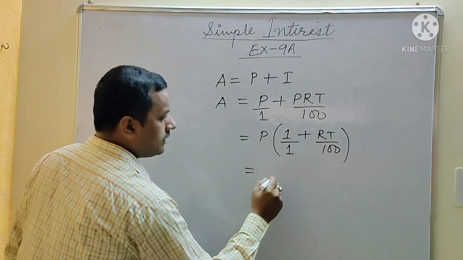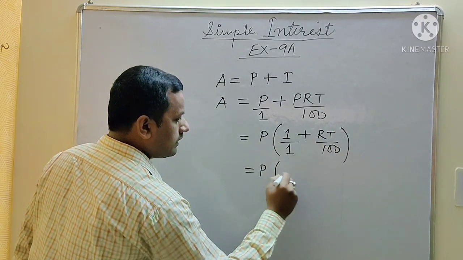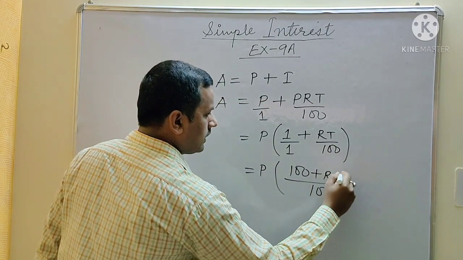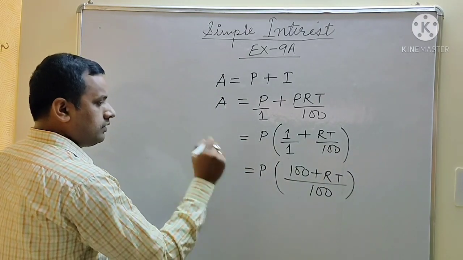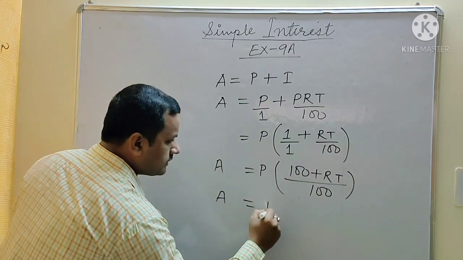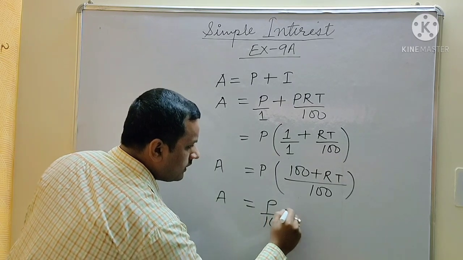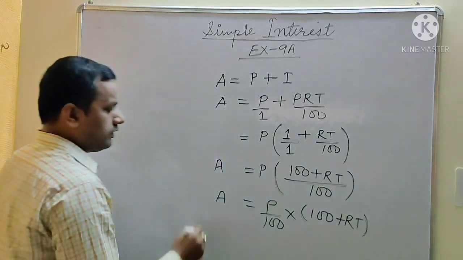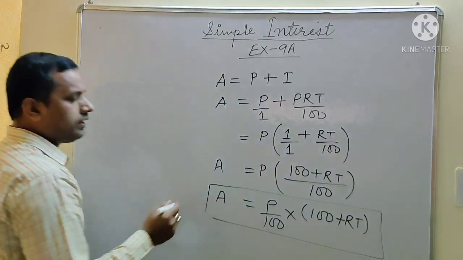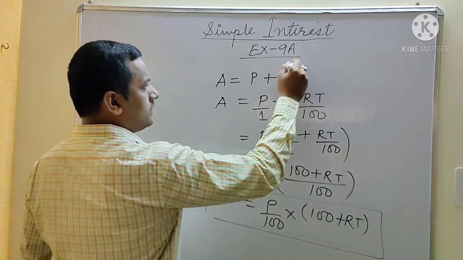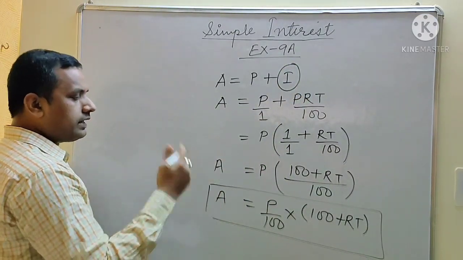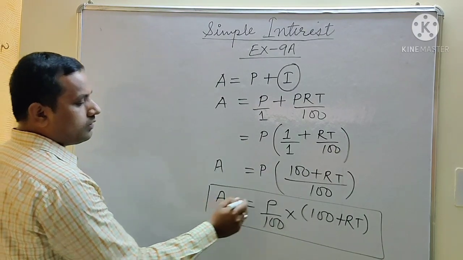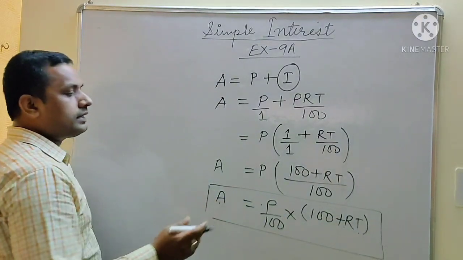So we can again take the LCM. LCM will be 100 and we can write it as 100 plus RT. Now we can write it as A = P by 100 into 100 plus RT. This gives us a new relation where, without finding the interest, or when interest is not given in the question, directly with the relation of amount, principal, rate and time, we can get any of them.